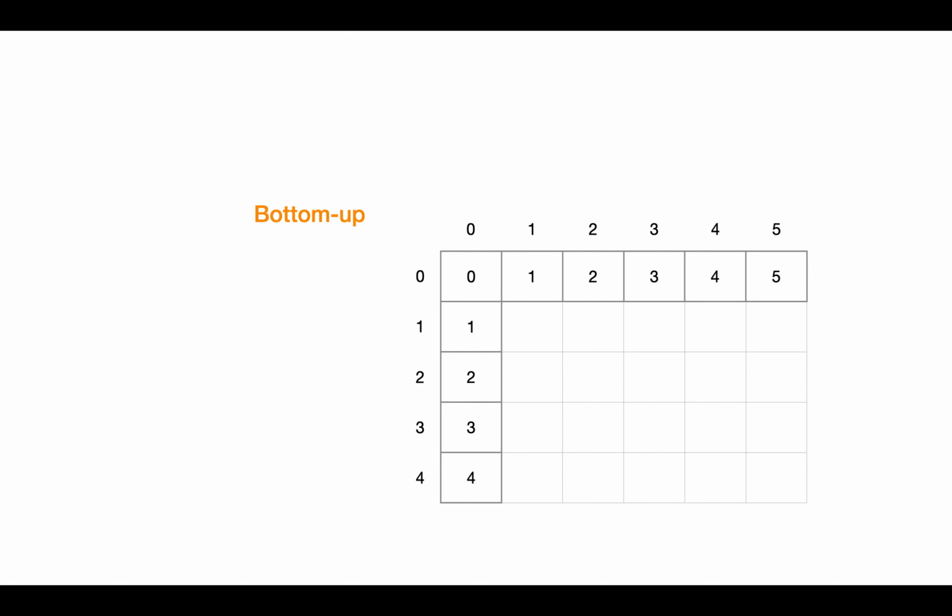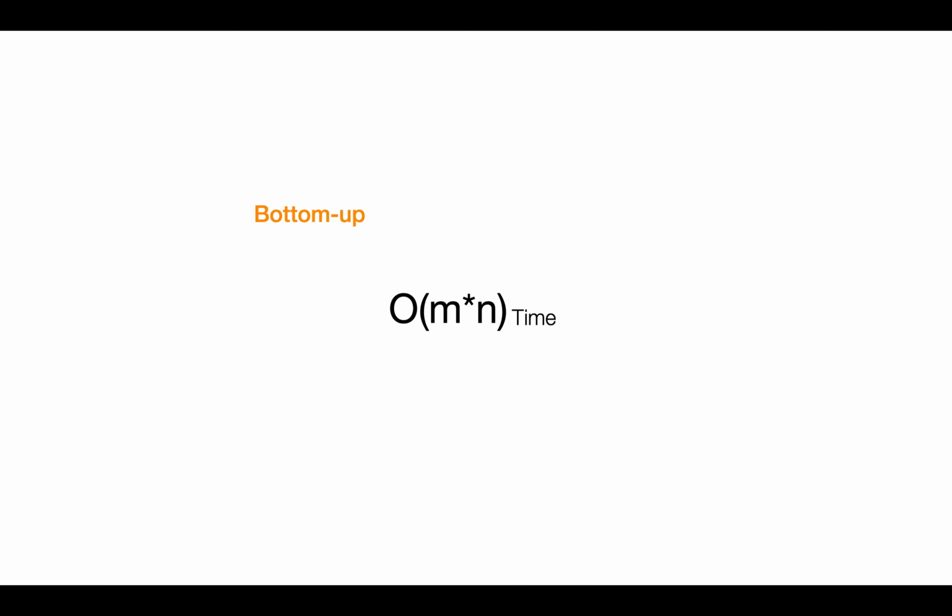Next, the bottom-up approach. In this approach, we are going through both of the given strings to find the edit distance for all the smaller subproblems. So running time will be m*n, and space complexity will also be m cross n, as we are storing the LDS length for all the subproblems in the array.